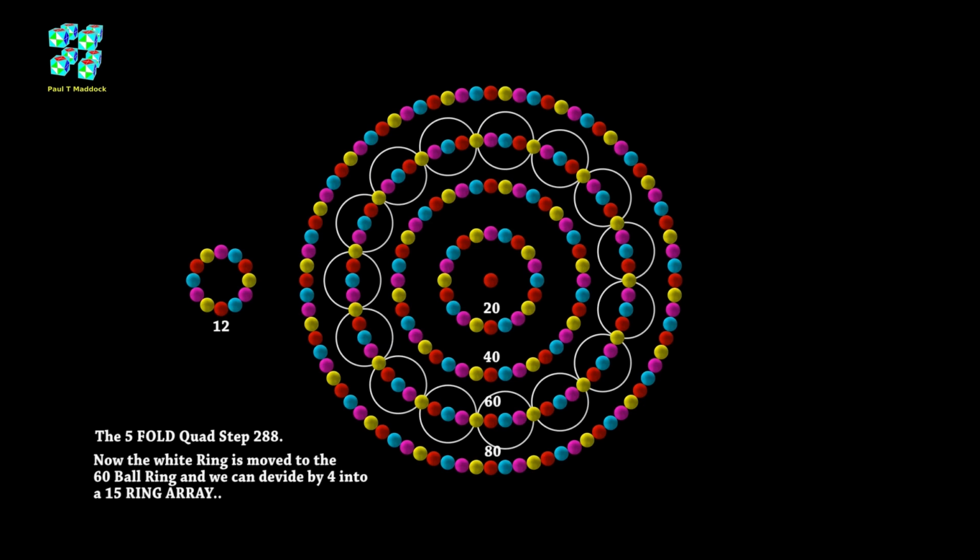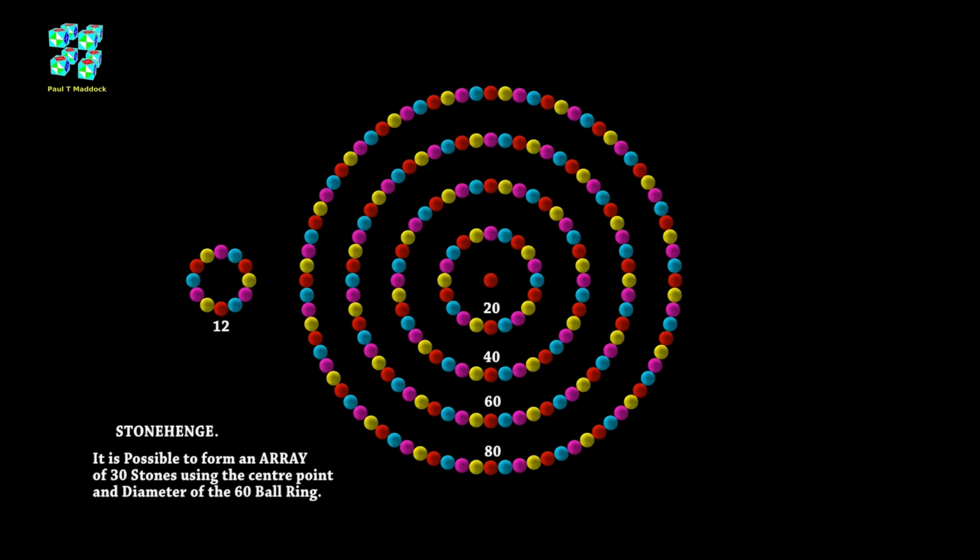Okay, I think this 60-ball array is something special because we can divide by 3, we can divide by 5, and we can divide by 4. And I've got something else to show you. Let's go back to that 60 ring again. And now I'm going to put a small white rectangle on the quadrant of the 60 ball ring. And now look, I can make an array of 30 stones, just like Stonehenge.